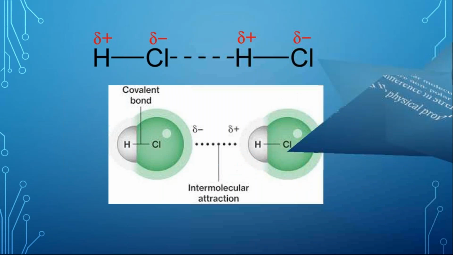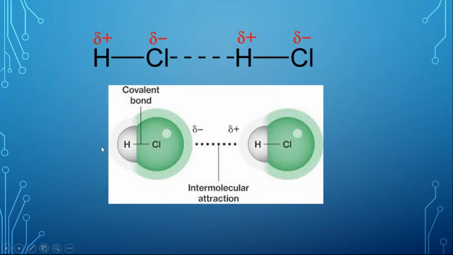So you can see here hydrochloric acid, HCl. So this is covalent bond and they'll be having some partial positive and partial negative charge. Why is it having partial positive and partial negative charge?